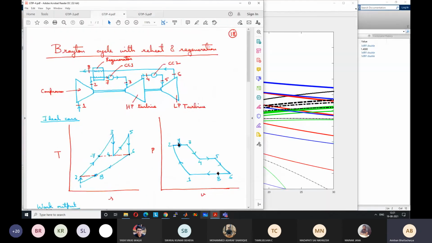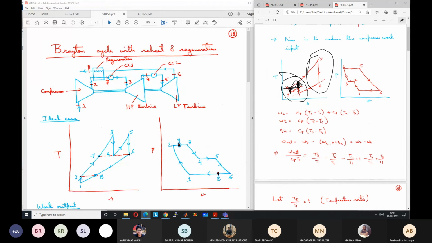So any change that is occurring on this side is low. So the increase in work output is also low, but the decrease in efficiency is also low. Whereas any change that is occurring here has a higher contribution. So the increase in work output is higher, but the decrease in efficiency is also higher.